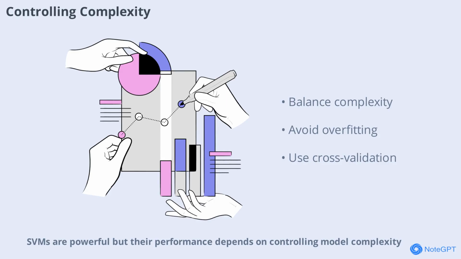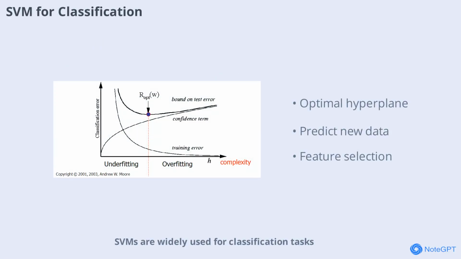SVMs are powerful, but their performance depends on controlling model complexity. Parameters like the kernel type and regularization factor influence how well the model generalizes to new data. Too much complexity can lead to overfitting, while too little can result in underfitting. Cross-validation is a practical approach to tuning these parameters, ensuring that the SVM achieves the right balance for the task at hand.